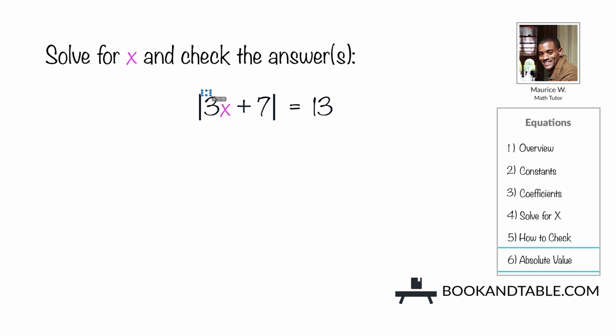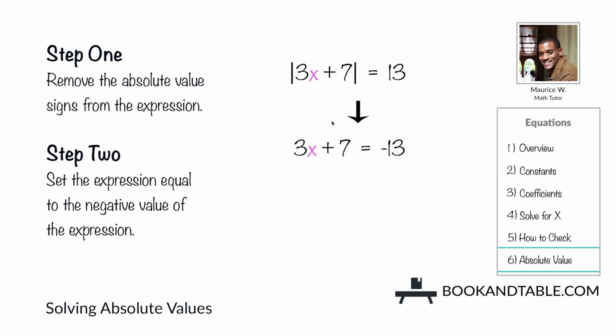But what if the term on the inside, before you place the absolute values around it, is negative? That means without the absolute value sign, this could possibly equal negative 13. So when you solve an equation that includes an absolute value term, you have to solve this expression for the negative value, negative 13 in this case, and the positive value, 13. So step 1, remove the absolute value signs from the expression. So when we do that, we're left with just what's between them, which is 3x plus 7.